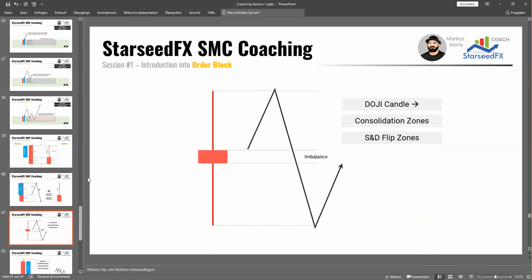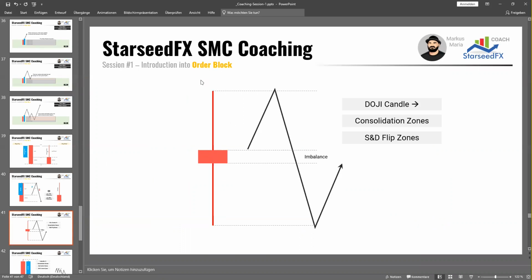And then I also wanted to talk about other kinds of order blocks, which you might have recognized already, but didn't use so far, which is the doji candle, for example. And why could a doji candle also be an order block? Because it is usually, on a lower time frame, a consolidation zone.